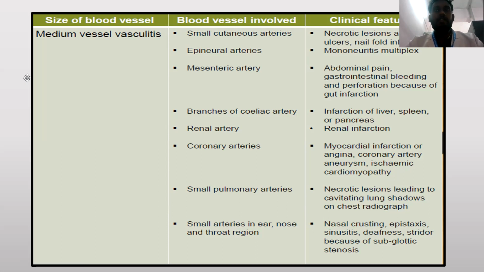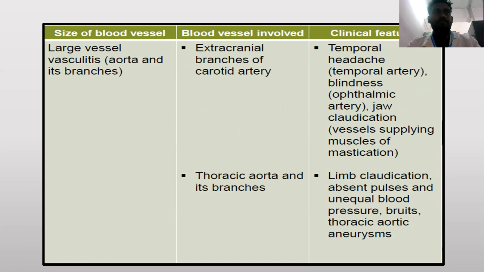If it is the coronary artery, it can lead to myocardial infarction, angina, coronary artery aneurysm, and ischemic cardiomyopathy. If it is small pulmonary arteries which are affected, it can lead to necrotic lesions, leading to cavitating lung shadows on chest X-ray. And small arteries in the ear, nose, and throat region can lead to nasal crusting, epistaxis, sinusitis, deafness, and stridor. So these are the various manifestations due to medium vessel vasculitis.